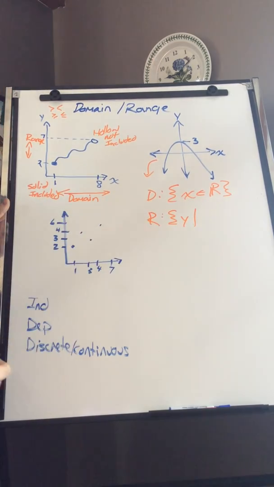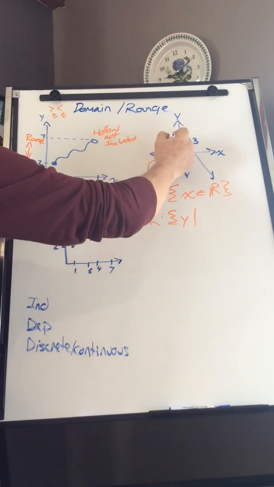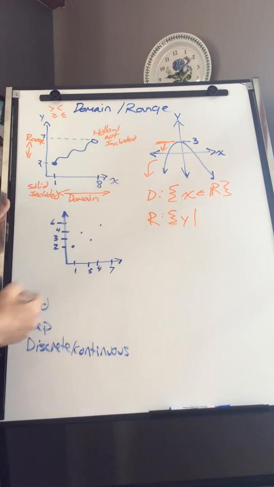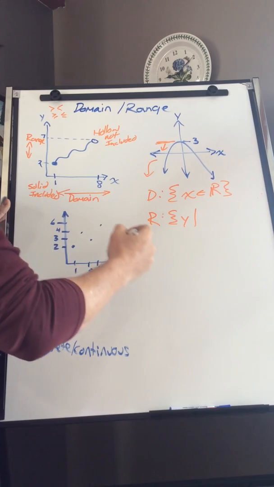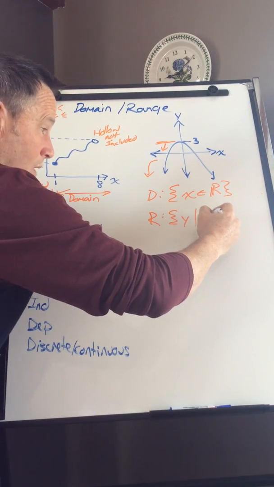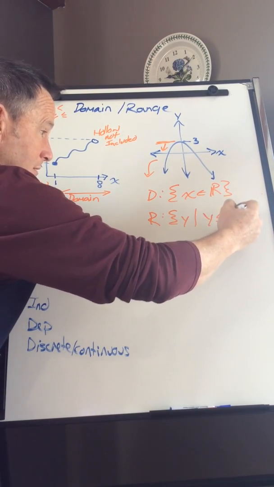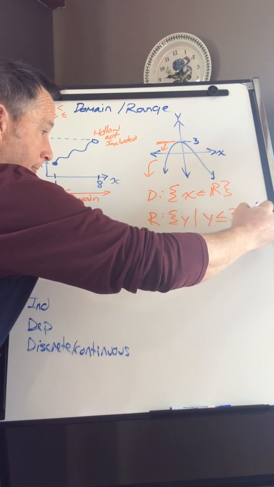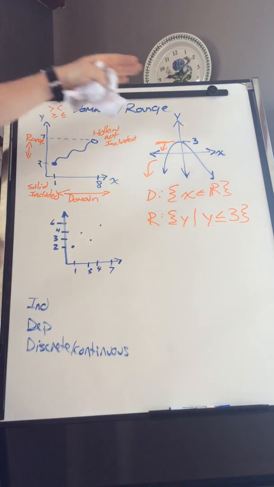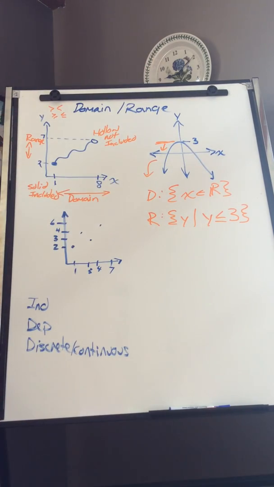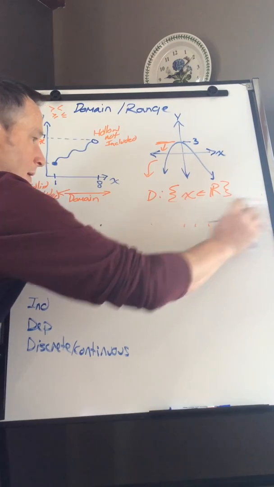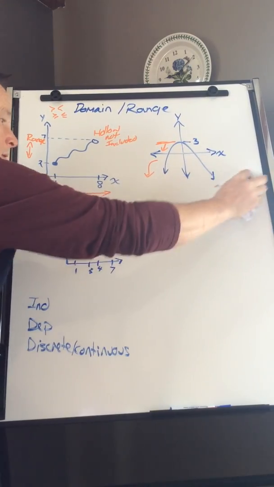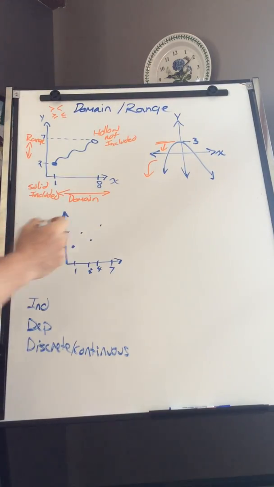Y, all my Y values are below 3. That's not negative 3, it's just 3. So Y has to be less than or equal to 3, because they're all below that line. Alright? So it's that one, which may be helpful for your assignment. That particular question.